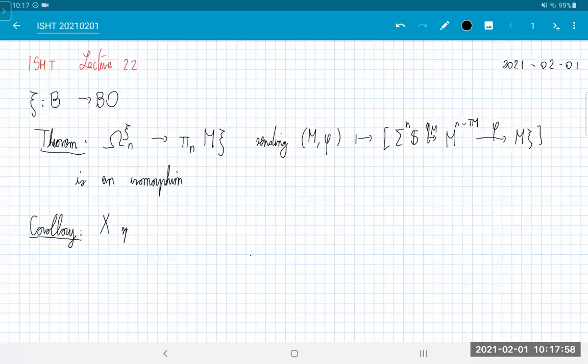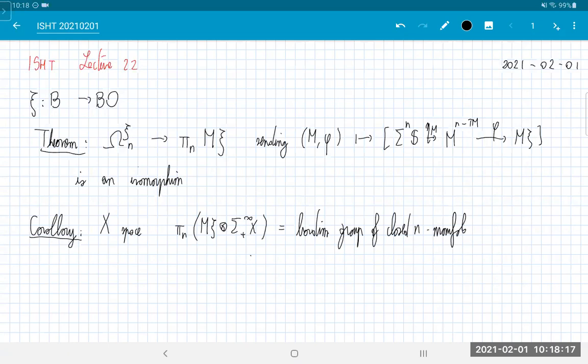So let's say X is a space, then the M psi homology of X is just the Bordism group of closed n manifolds with psi structure equipped with a map to X. So this gives a complete description of M psi homology in terms of manifolds.